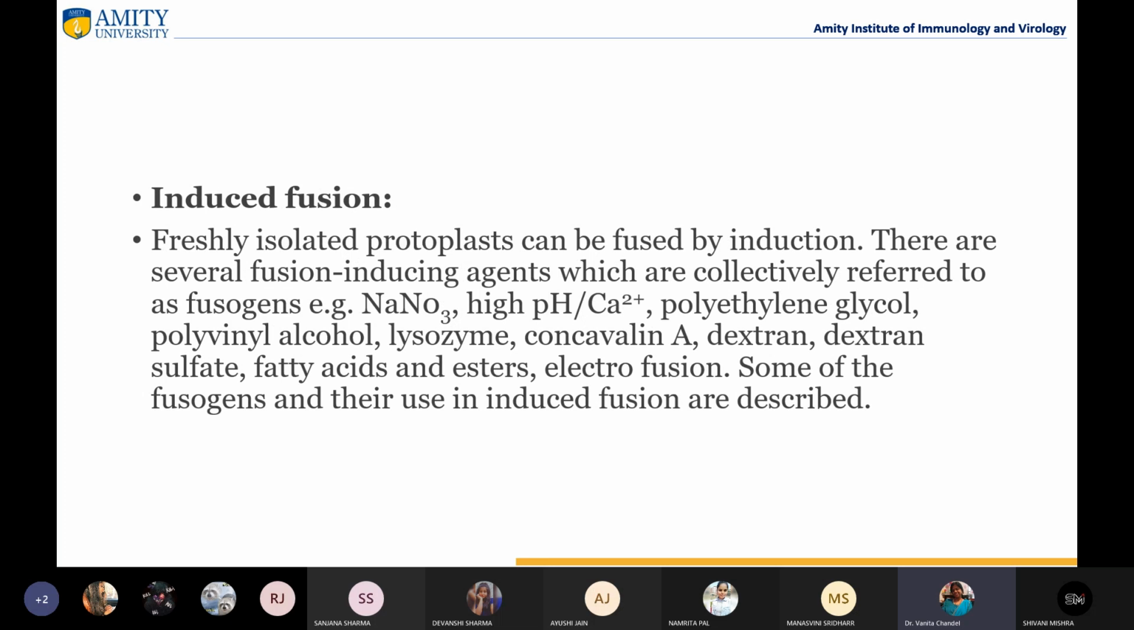Then we have induced fusion. Freshly isolated protoplasts can be fused by induction. There are several fusion-inducing agents which are collectively referred to as fusogens. Fusogens are the chemicals or agents which can lead to the induction of the fusions, right? These are sodium nitrite, polyethylene glycol, polyvinyl alcohol, lysozyme, concanavalin A, dextran sulfate, fatty acid esters, and electrofusion is also there. We will discuss some of these here, and how they are used.